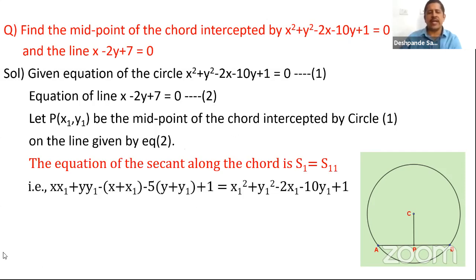Substitute there, you get x x1 plus y y1 minus 1 times (x plus x1), because the g value is minus 1, minus 5 times (y plus y1), because 2f is minus 10 so f is minus 5, plus c, so c is 1. Right hand side: x1 square plus y1 square minus 2x1 minus 10y1 plus 1, right?